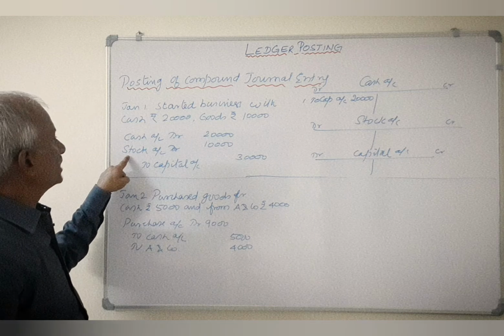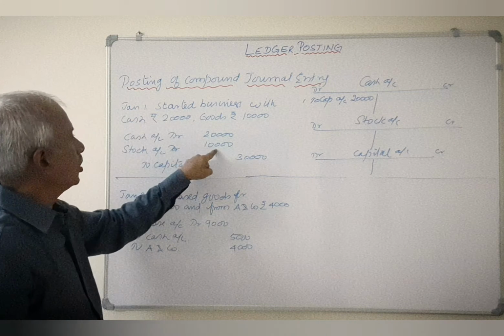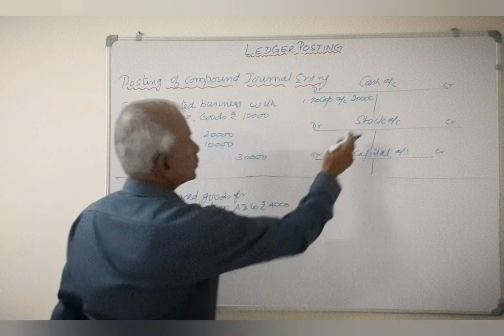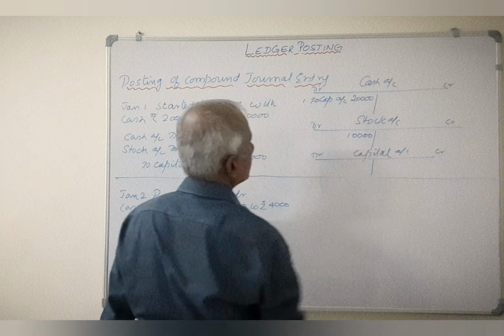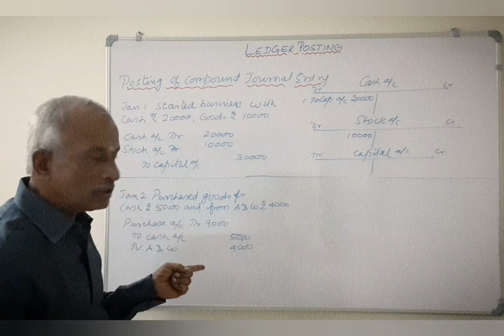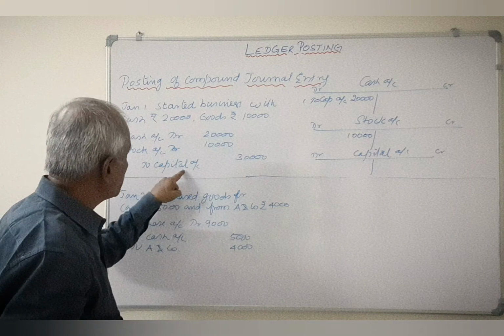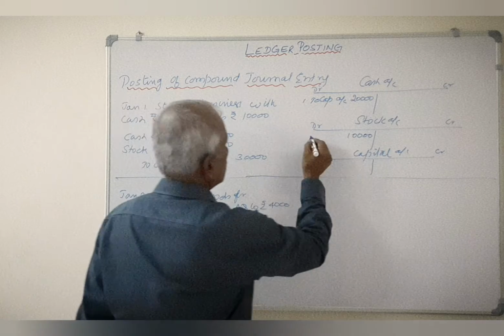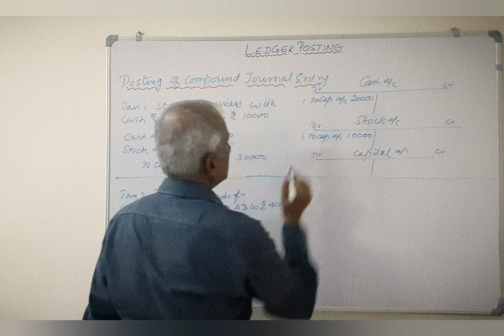Then let us go to the next account, stock account debtor. On the debit side of the stock account you have to record 10,000. Against it you have to write the name of the account credited. Here the name of the account credited is capital. So to capital again. The date is the same.